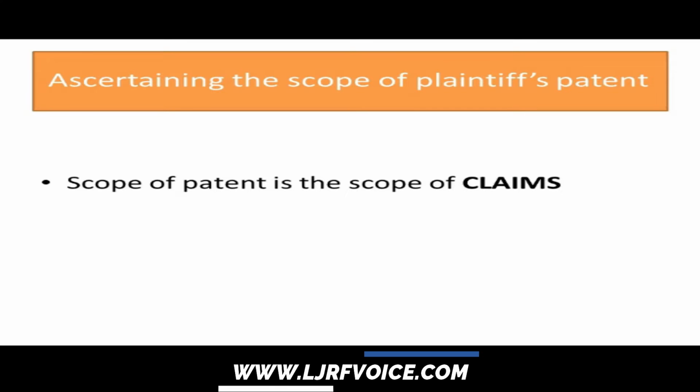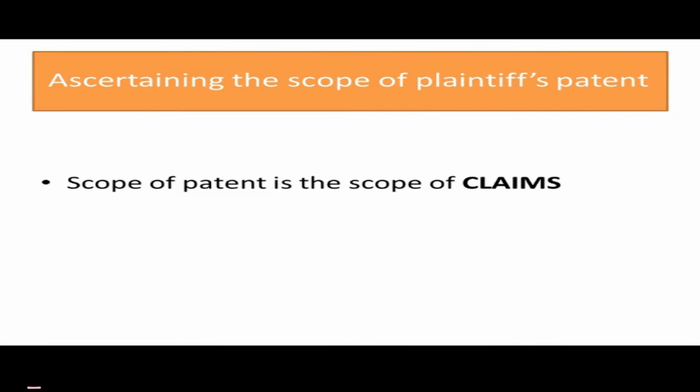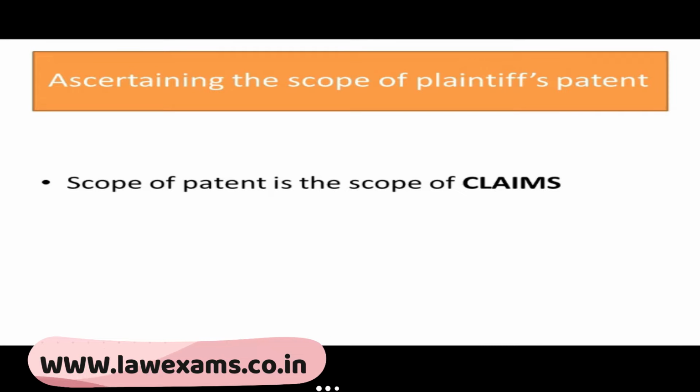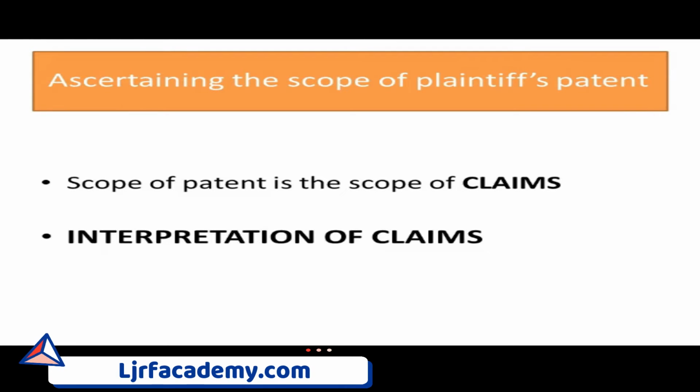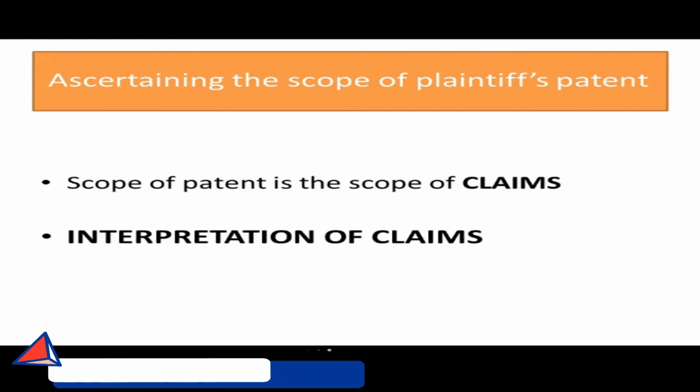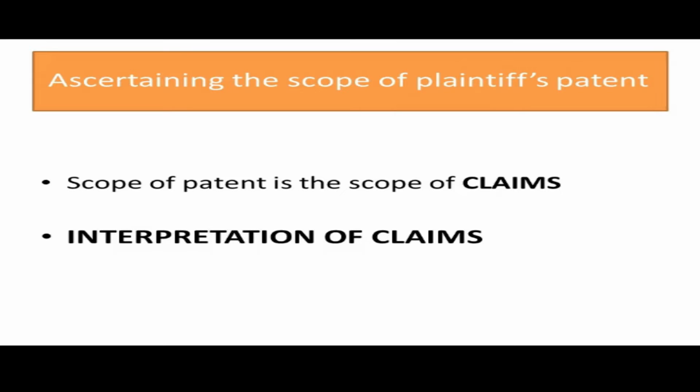In other words, in simple words, the scope of a patent is the scope of the claim. The statement could be made simply like that. And then it involves the interpretation of claims because it's a technical document, it's a techno-legal document. The words used are technical, and of course, it's covered in legal color.